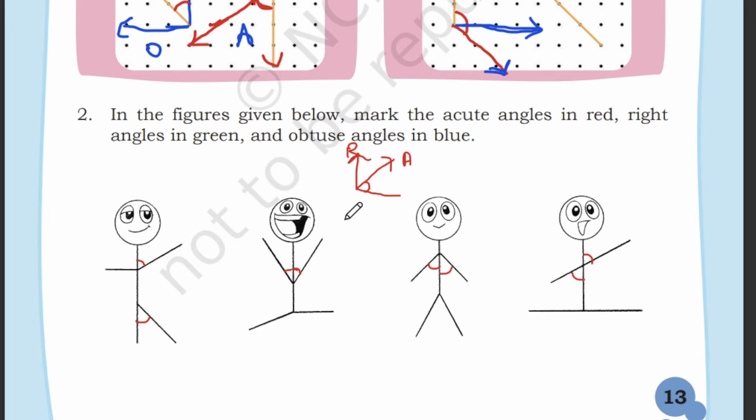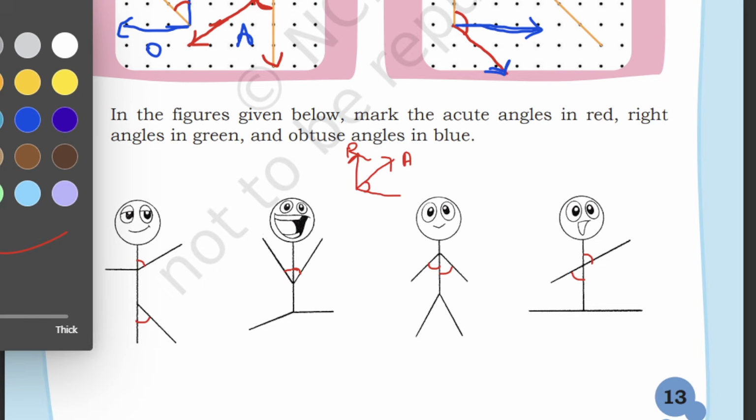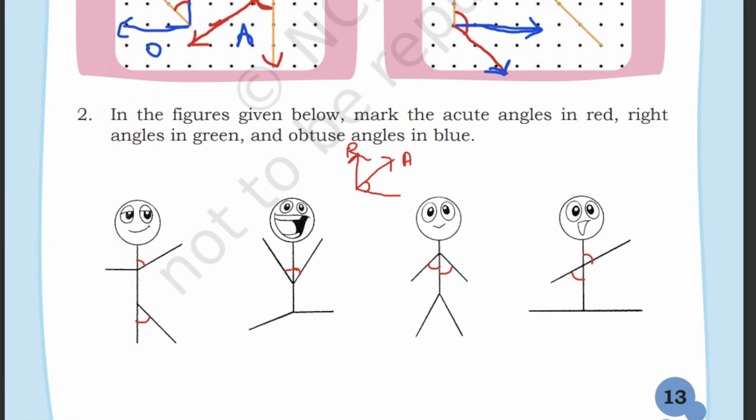Okay, let's see the next one. Right angle in green. So we will mark all the right angles in green color.